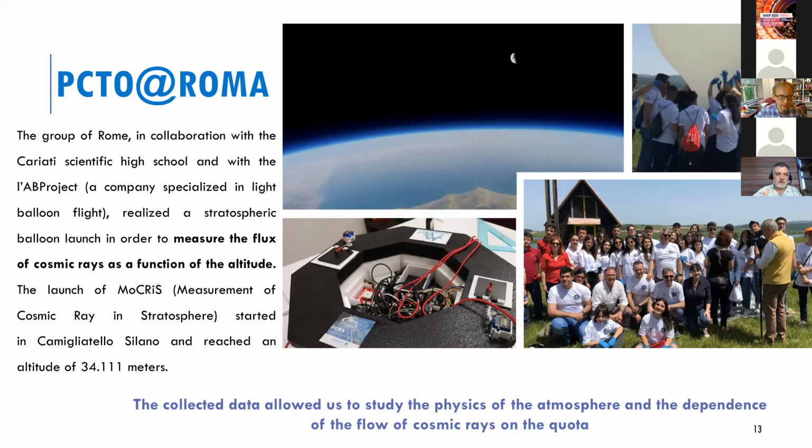Another activity in Rome, in collaboration with the Cariati Scientific High School and with the AB project, a company specialized in light balloon flights, realized a stratospheric balloon launch in order to measure the flux of cosmic rays as a function of the altitude, like that proposed for the scientific camp of this year. The launch of MOCRIS, this is the name, Measurement of Cosmic Rays In Stratosphere, started in Campitello Silano, a little place in the Calabria region, and reached an altitude of 13.4 kilometers in the atmosphere. The collected data allow us to study the physics of the atmosphere also, and the dependence of the flux of cosmic rays on the altitude.